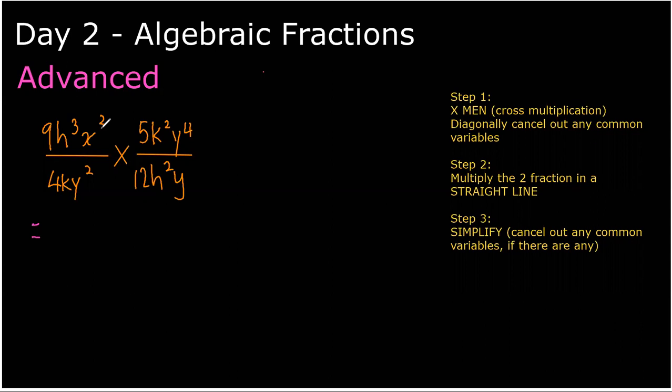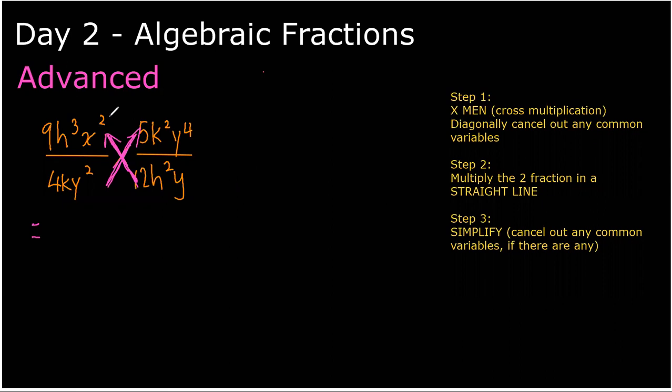For multiplication of algebraic fractions, the first step is that we're going to do what we call X-Men or cross multiplication. So what is X-Men? Because this thing to me actually looks like an X, right? So to me, it reminds me of X-Men. Okay. So what I have to remind myself to do is to multiply it diagonally, cross multiply it diagonally.